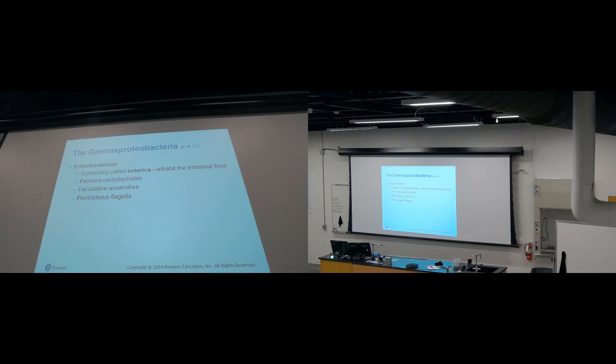Enterobacterales, part of these gamma proteobacteria. They're commonly known as enterics. They live in the intestines of animals, humans. As a common metabolic reaction, they can ferment carbohydrates, lactose, glucose, for instance. They can live in anaerobiosis. I mean, the intestines, for the most part, they are anaerobic. And they have peritrichous flagella. So they have flagella everywhere.